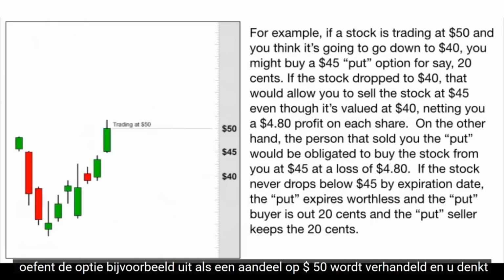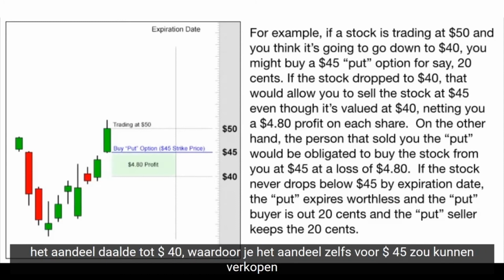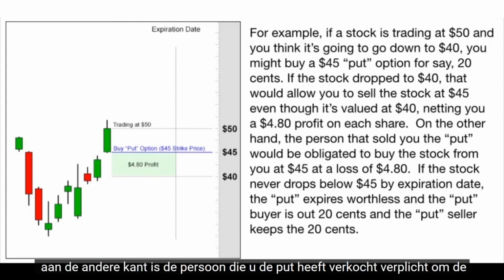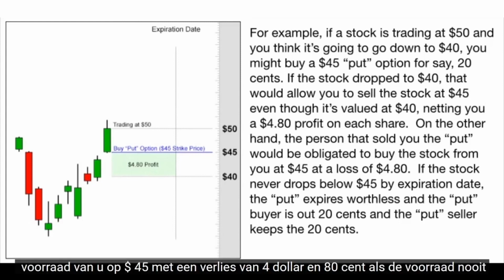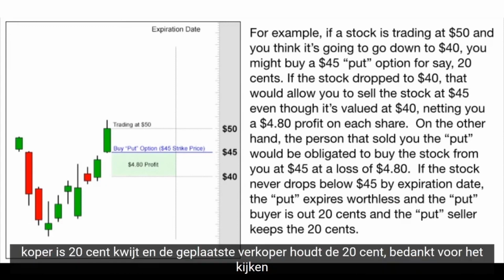For example, if a stock is trading at $50 and you think it's going to go down to $40, you might buy a $45 put option for, say, 20 cents. If the stock dropped to $40, that would allow you to sell the stock at $45 even though it's valued at $40, netting you a $4.80 profit on each share. On the other hand, the person that sold you the put would be obligated to buy the stock from you at $45 at a loss of $4.80. If the stock never drops below $45 by expiration date, the put expires worthless and the put buyer is out 20 cents and the put seller keeps the 20 cents.